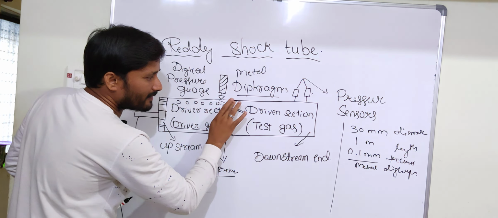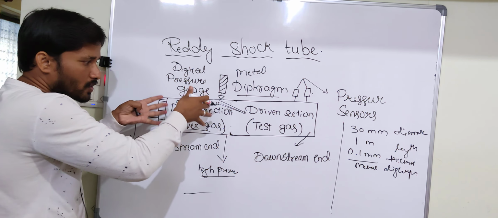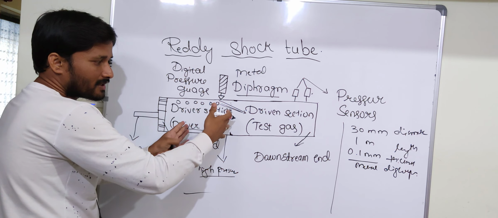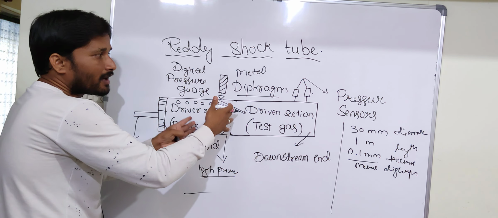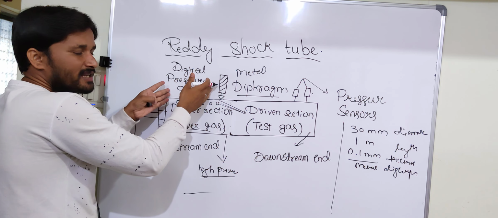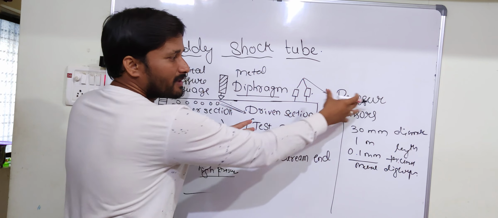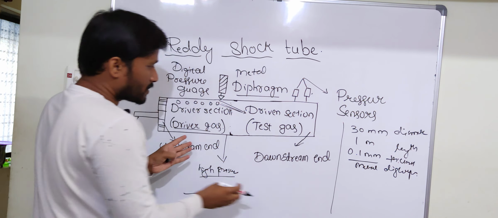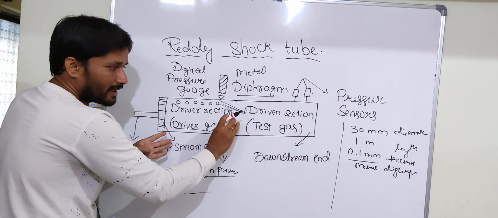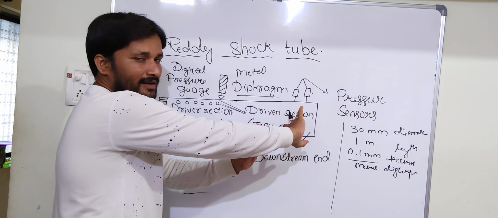Once it ruptures, slowly we observe that shock waves are produced in this driven section, and the pressure of this shock wave we measure with the help of this pressure gauge, the pressure detected by this pressure sensor. Once the metal diaphragm ruptures, these gas molecules enter the driven section.